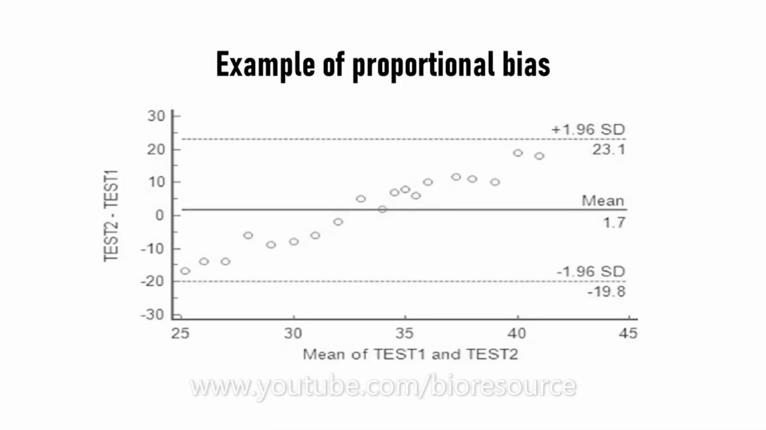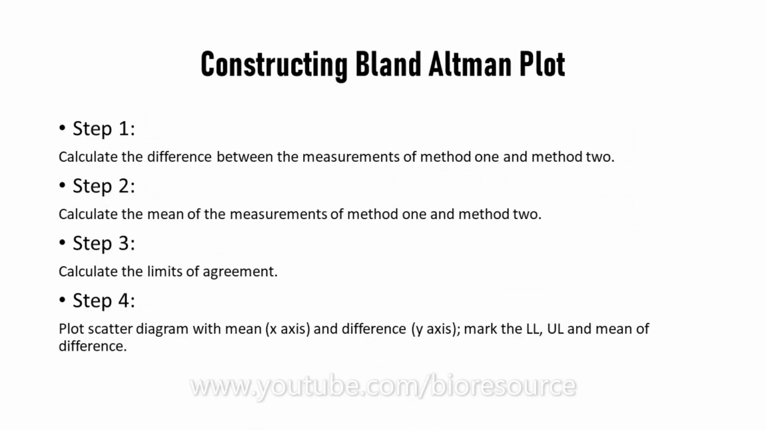Now we know what bias is, and let's see how to construct a Bland Altman plot. The practical example will be given in the next video. Here, let's understand what the plot looks like and how we can construct it. For constructing a Bland Altman plot, we first have to calculate the difference between measurements of method A and method B.